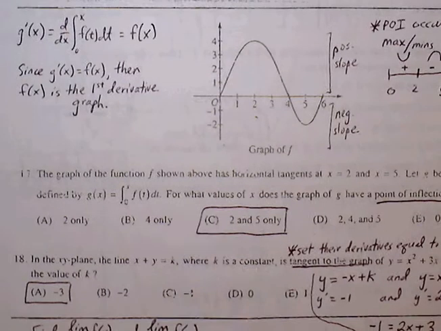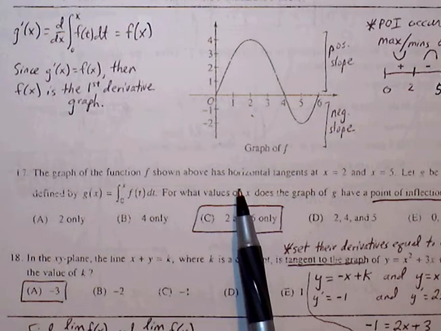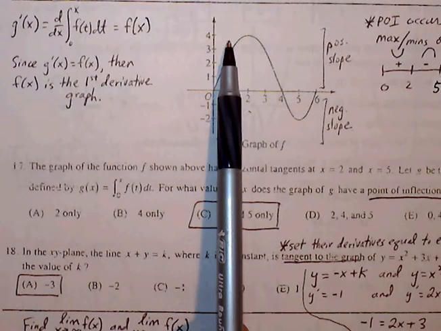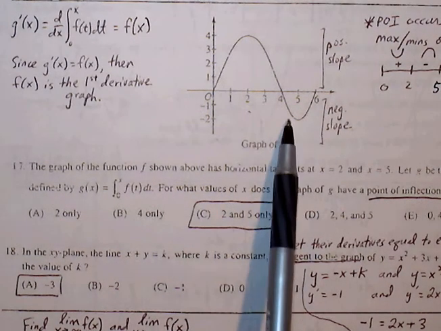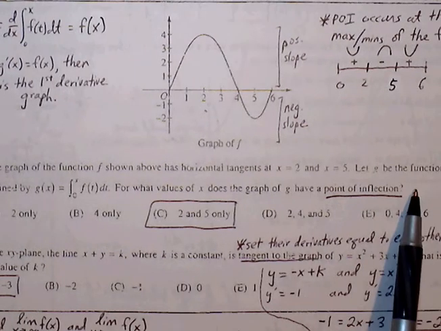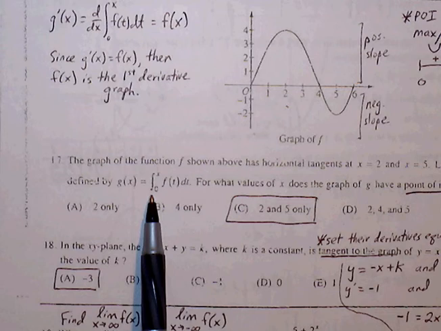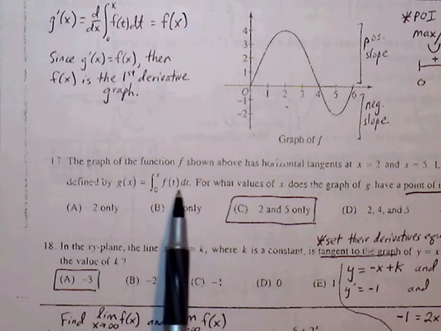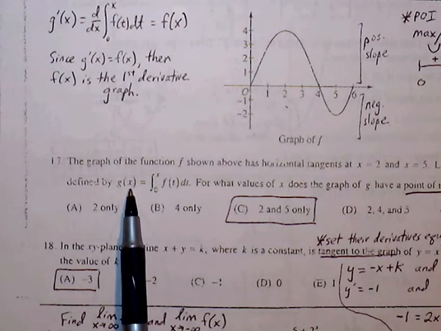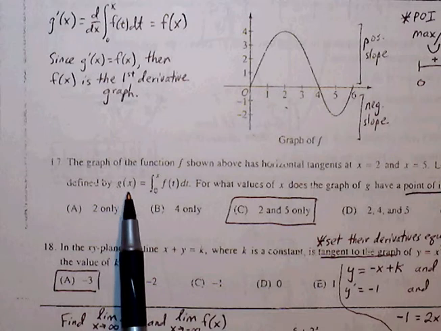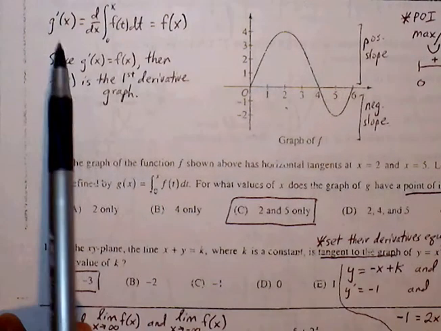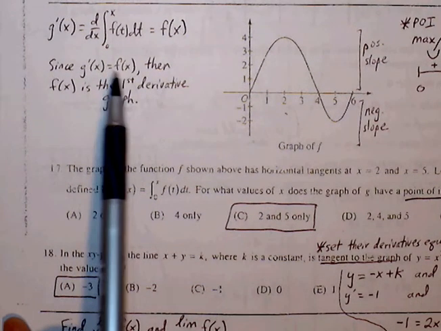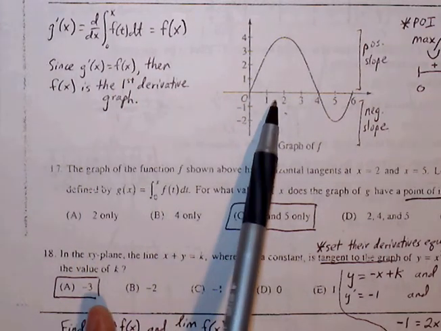Okay, number 17. The graph of the function is shown and has a horizontal tangent at x equals 2 and x equals 5. So we see the slope is 0 at x equals 2 and x equals 5. Let g be the function defined by g of x is equal to the integral of f of t. So all this is saying is that this f of t is the derivative of the g of x graph. And if I want to find g prime, then that's going to leave me with f of x because I'm just going through the second fundamental theorem of calculus. So g prime is equal to f of x, meaning that this is the first derivative graph.